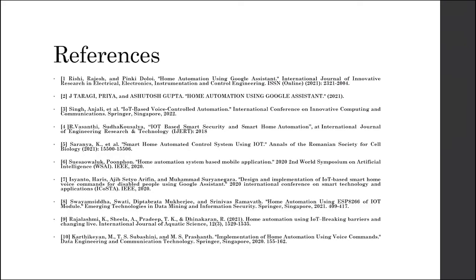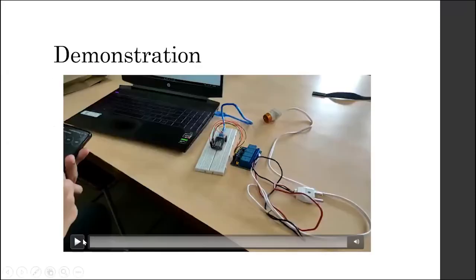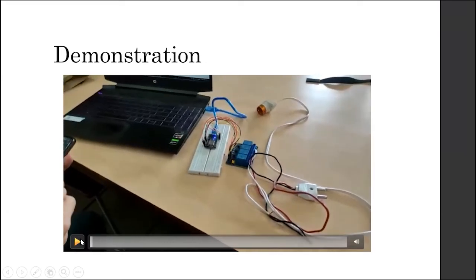Lastly is the literature survey. We studied about 10 papers, each covering different types of prototypes and existing home automation systems using different technologies. And I will show you the demonstration. For this video, we haven't connected any bulbs, so you have to look closely at this part, which is the relay board, the relay IC circuit.